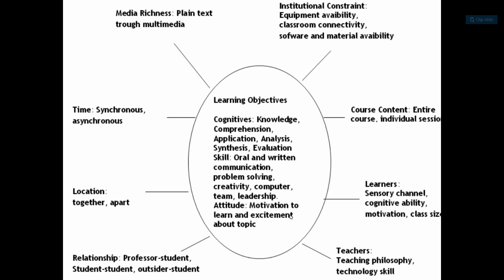After that, the course content, related to the entire course, then individual sessions. Then the learner: sensory channel, cognitive ability, motivation, and class size. Teachers: teaching philosophy, technology skills. Then relationships: professor-student, student-student, outsider and student. Then location: together, apart. Time: synchronous and asynchronous. Media richness: plain text through multimedia.